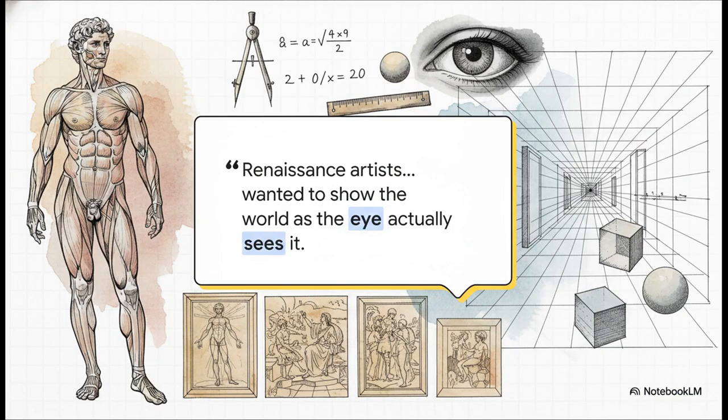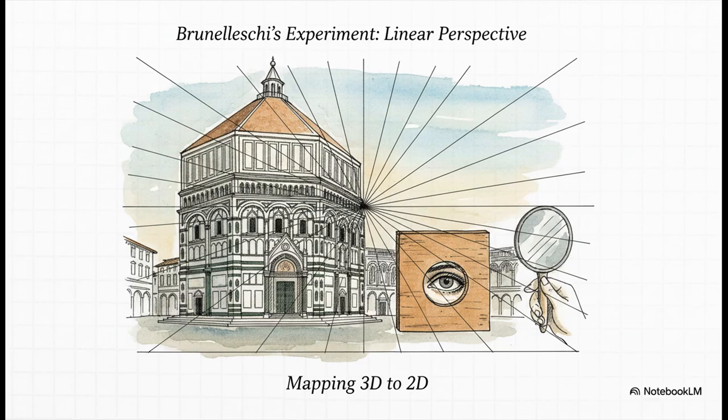The whole goal changed. It went from showing spiritual importance to achieving physical accuracy. They didn't just want to symbolize reality anymore, they wanted to literally replicate it on a flat surface. So the technical tool that unlocked all of this was linear perspective.